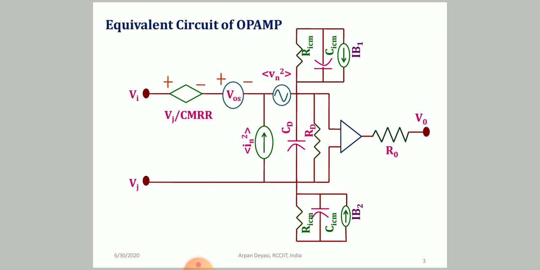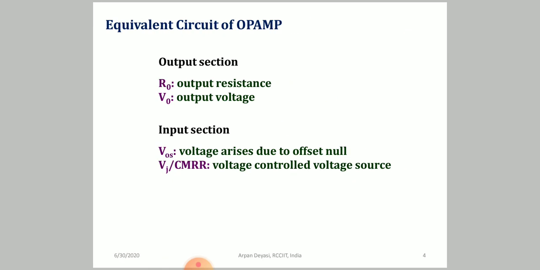And those factors are given at the top and bottom. So that completes your overall equivalent circuit of the op-amp. So I am briefly recapitulating just again. The output section, we have to consider the output resistance and output voltage, which is R0 and V0.